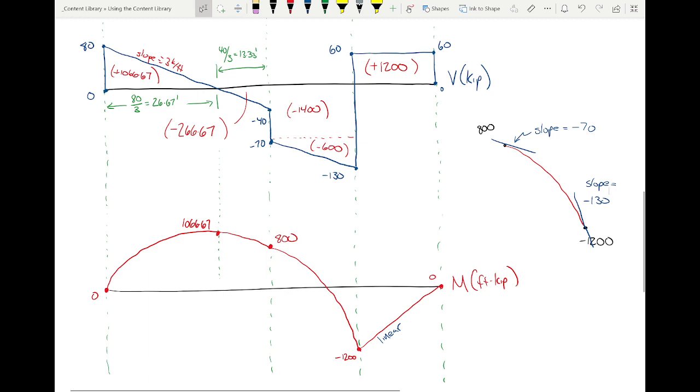And what's the absolute maximum moment on this beam? 1200. That's what I would design the beam for, so that it doesn't fall down and kill somebody. And I wouldn't have known that if I hadn't plotted the shears and moments across the span. Does that make sense? Is everybody okay with that?